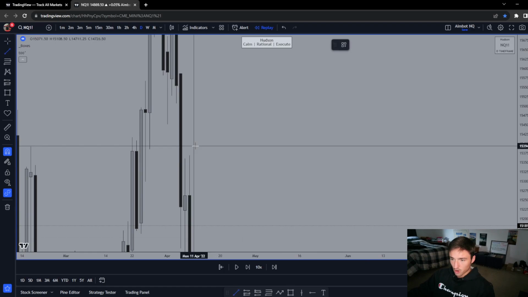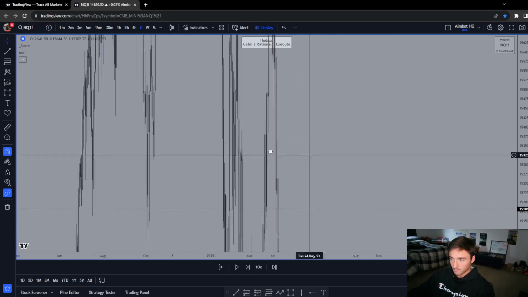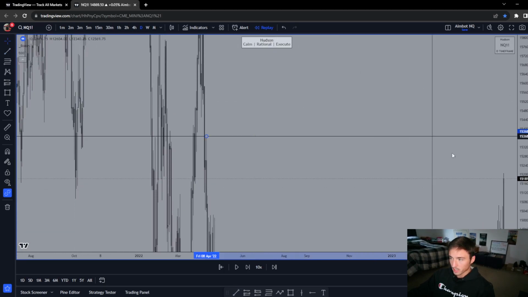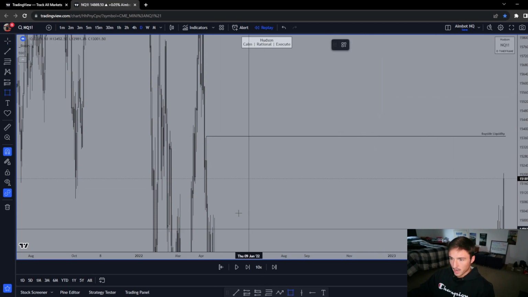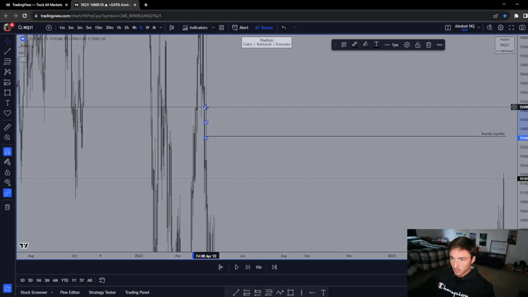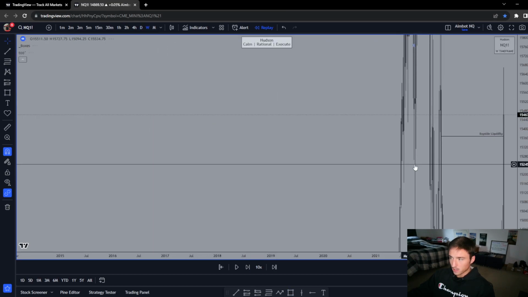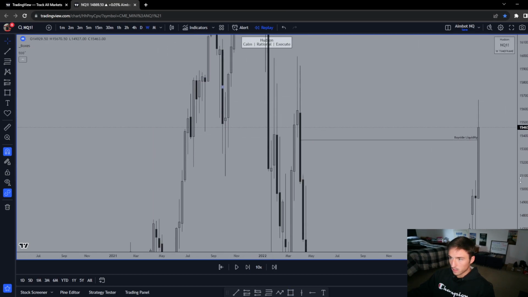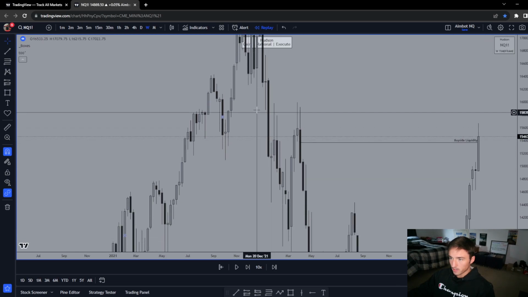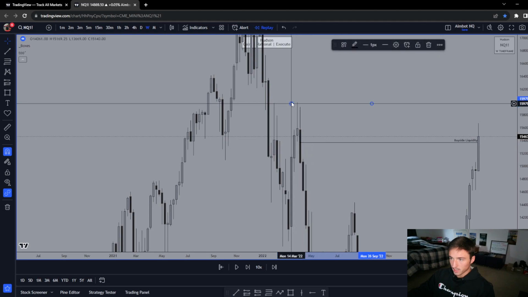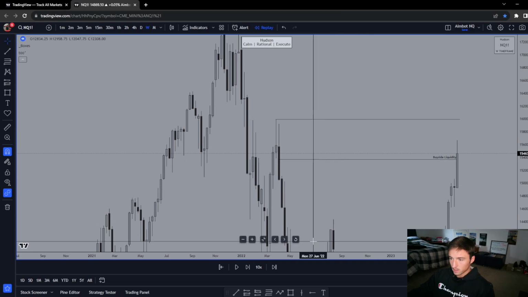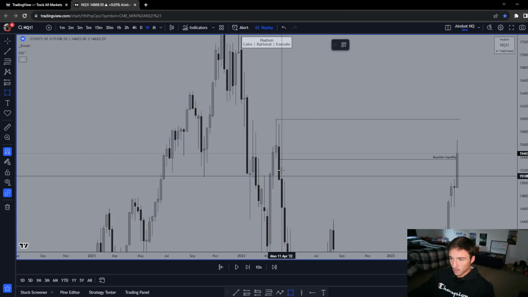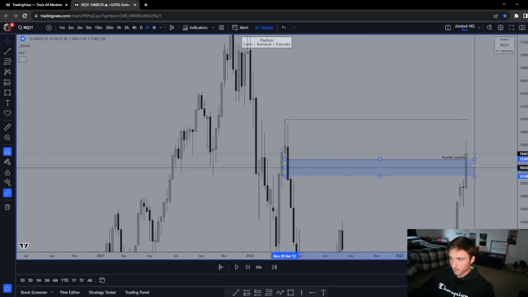So let's clear all the drawings. Let's mark out this high, because as we are displacing above all those relative equal highs, we can assume the draw is now this daily fair value gap. It's probably a weekly as well. Yeah, right here, but oh look, we have these relative equal highs here. So bang. Yeah, it is a weekly. So this weekly fair value gap right there.